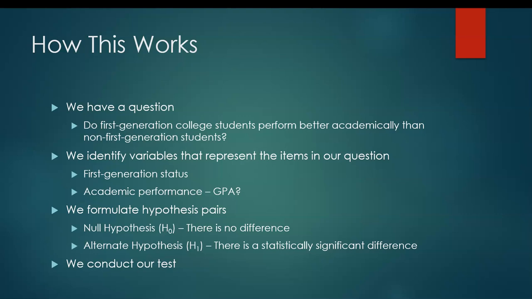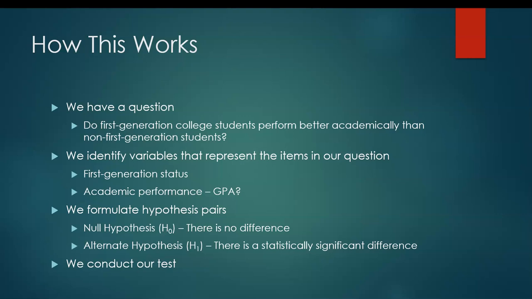So the next thing we do is we identify variables that represent the items in our question. What is first generation? How do we determine first generation status? That is generally recorded when a student applies to a university. That's one of the questions on the application process. And enough students will respond to that question that we can get a good sample of first generation students. We would also get the opposite, non-first generation students, because enough of those apply to say, no, I'm not the first person to go to college.